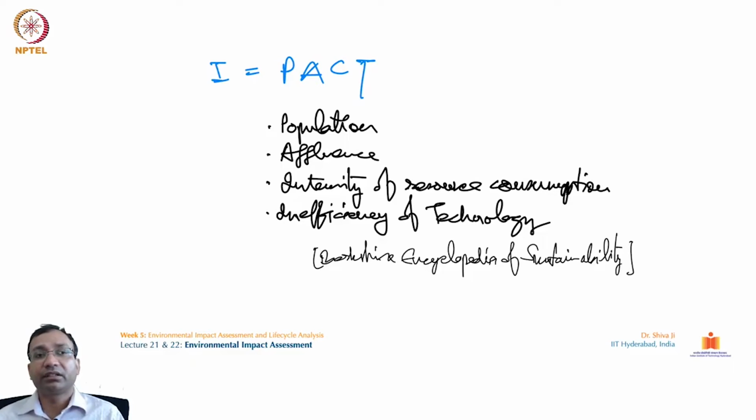So with this analogy, the researchers have given this concept: I equals PACT. I is the impact, P is the population, multiplied by affluence, multiplied by intensity of resource consumption, and that is again multiplied by the inefficiency of the technology. So impact equals a multiplication of all of these put together. This is the analogy the researcher has spoken about here, and they have also spoken about dematerialization.